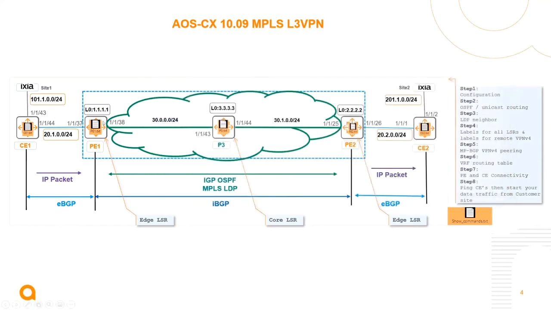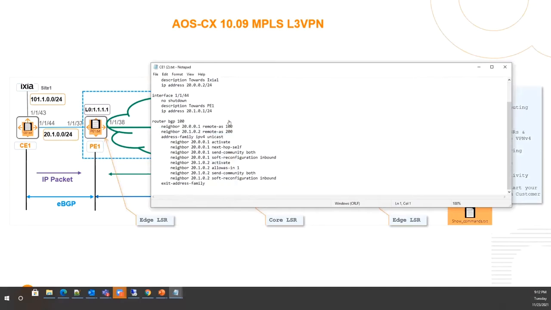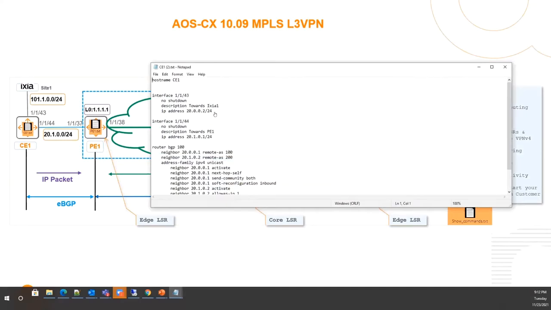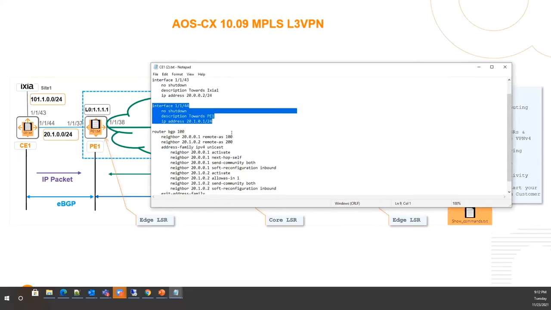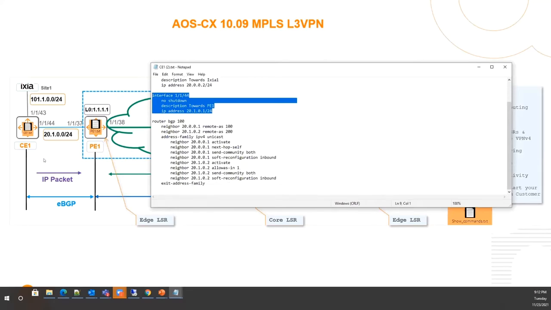As you saw on the PE, I'm not going to show you the PE2. It is exactly a replica, same configuration, not much difference. But on the CE1, as Daryl said, it is so simple. Basically, this is towards the customer side, and this is towards your PE, which you are connected to, and you are going to form an eBGP between these two.